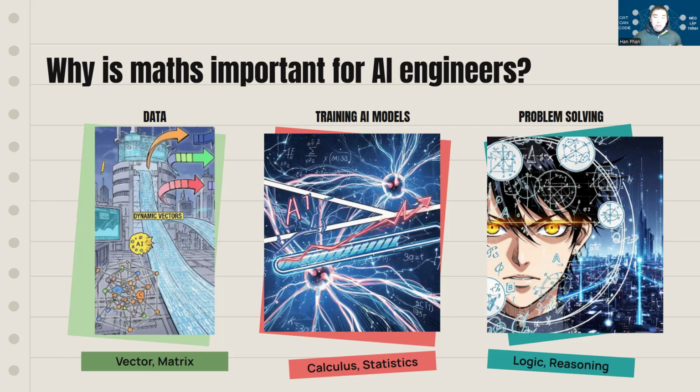Secondly, for the training of AI models, we need to know calculus and statistics. These two types of mathematics are used heavily in the process of training AI models. And finally, to apply AI models to real-world problem solving, you need to have the capability to do logic and reasoning.